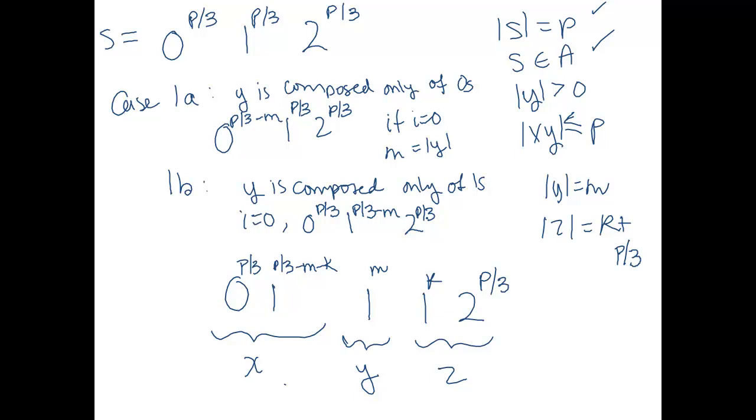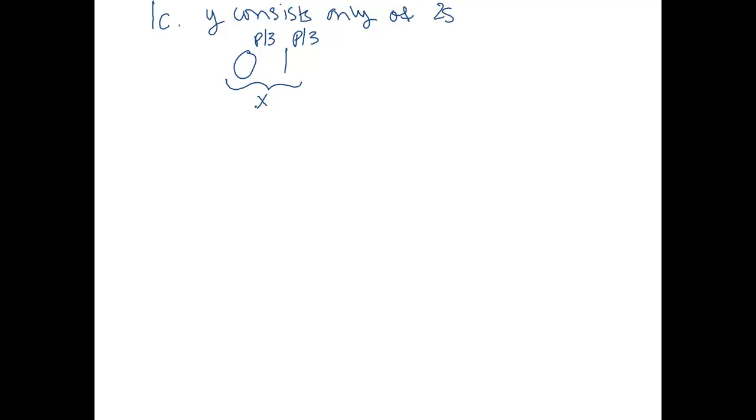Okay. So let's go to case 1c. And what is this one going to be? y is going to consist only of 2's. So again, we're going to have 0 to the p divided by 3. This is the x bit. Also included in the x bit is this part. This is x. And x could have some number of 2's. We don't know.